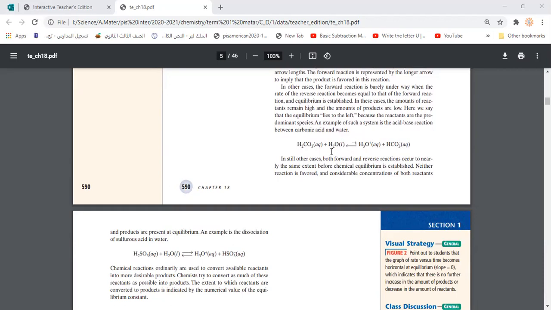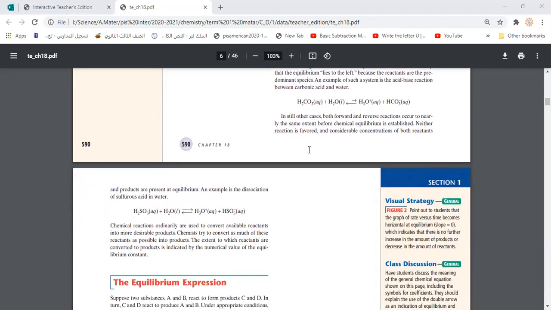So that means in the lab, practically, when you dissolve carbonic acid in water, it will break down into hydronium and bicarbonate, but at a slow rate. That means the majority of H2CO3 will not break down, because at the moment they break down, they quickly recombine back into carbonic acid and water. So here we find that there is also another type.